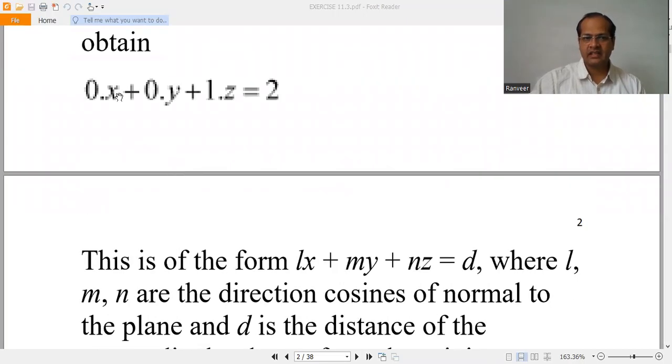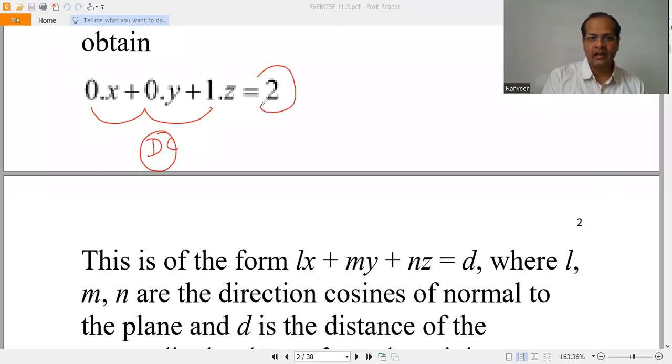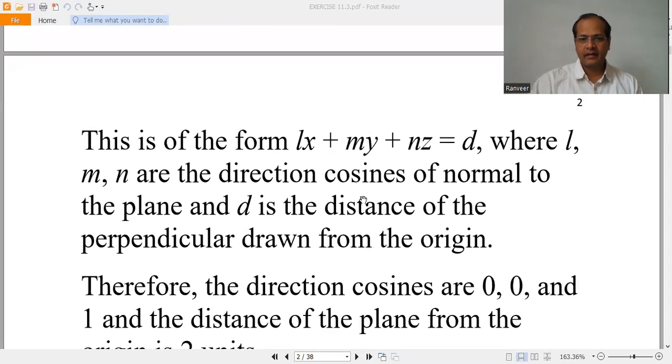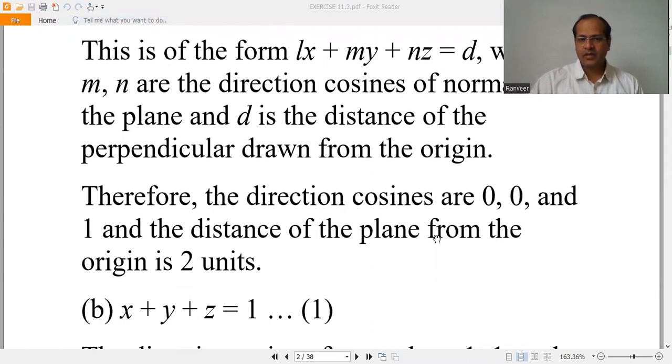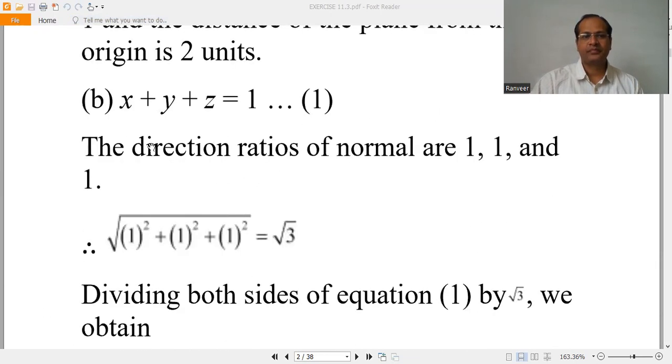Therefore, in this case, 0, 0 and 1 are nothing but the direction cosine, and the distance from the origin is 2. Distance of the plane from the origin is 2.